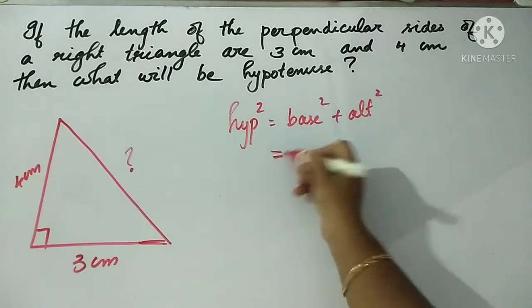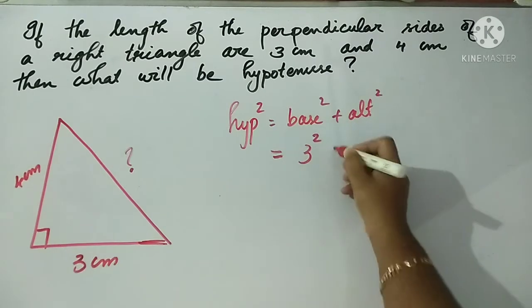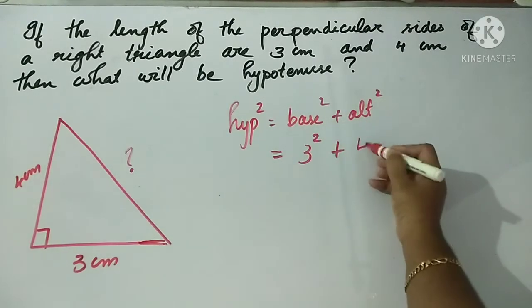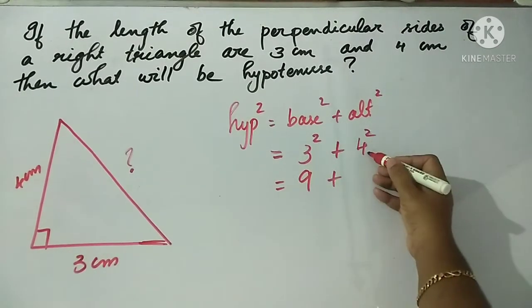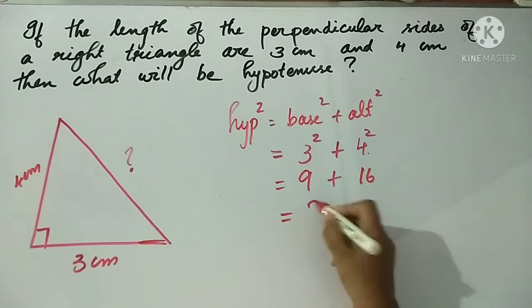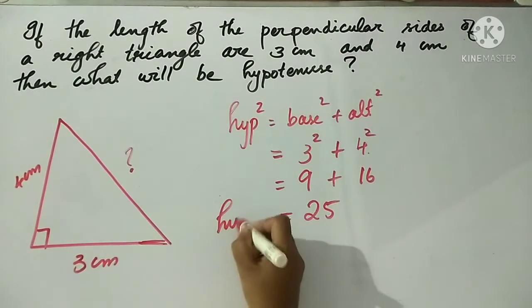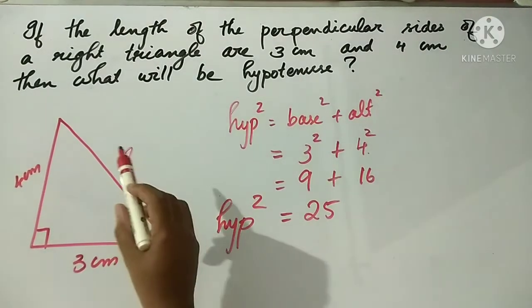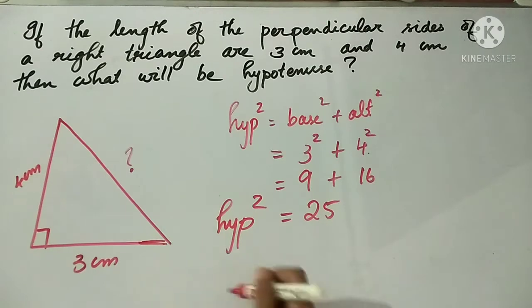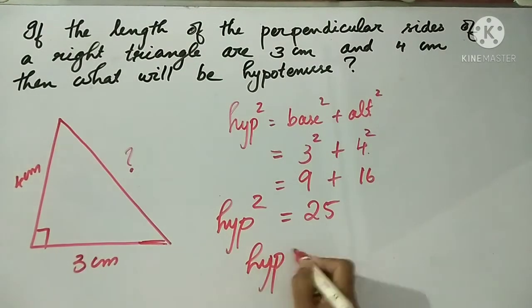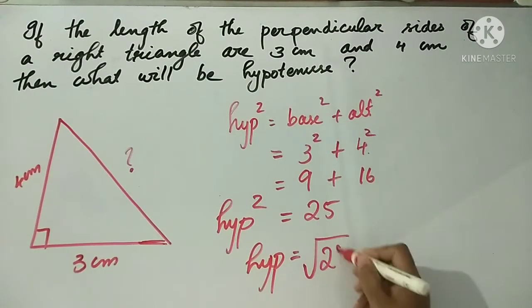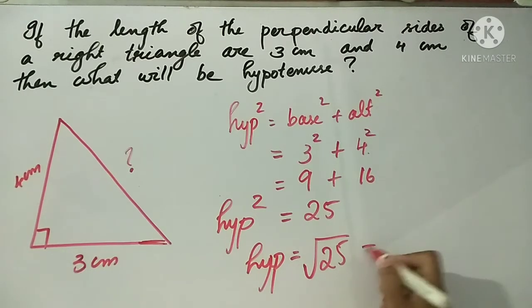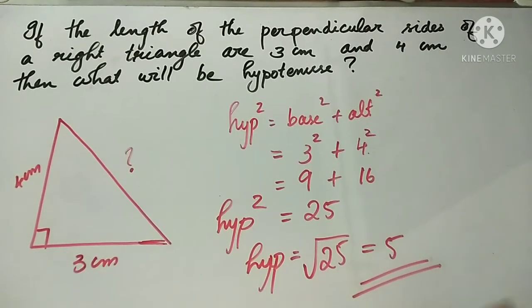So that is equal to base square, that is 3 square, plus altitude square, that is 4 square. That is equal to 3 3s are 9 plus 4 4s are 16. That is equal to 25. We get hypotenuse square, but we need hypotenuse. To find the hypotenuse, what we have to do? We need to find the square root of this, square root of 25. We know the square root of 25 is 5. So the hypotenuse is 5 centimeter.